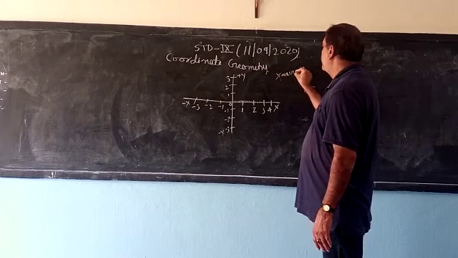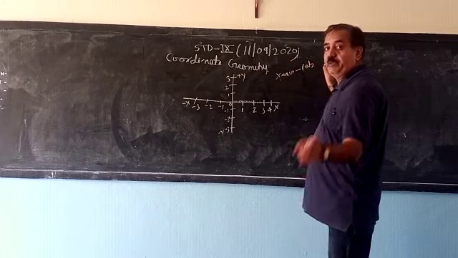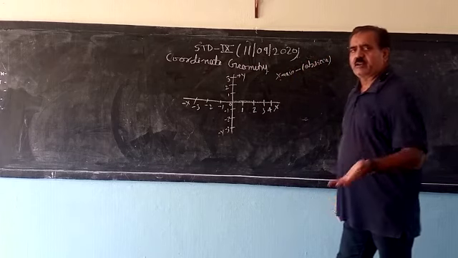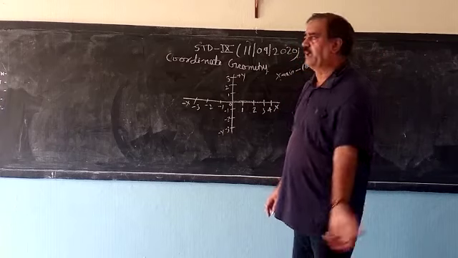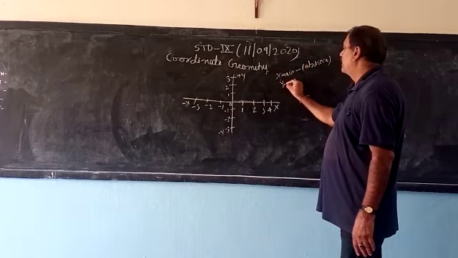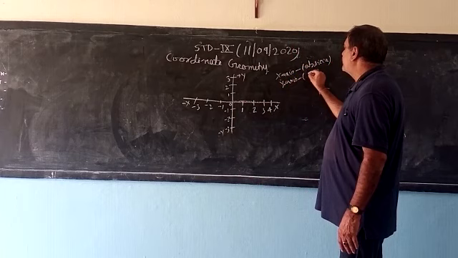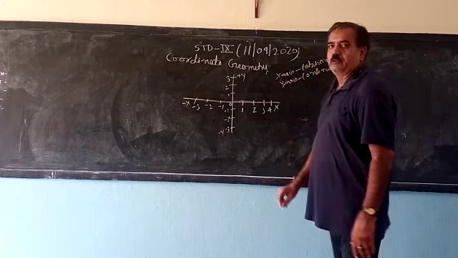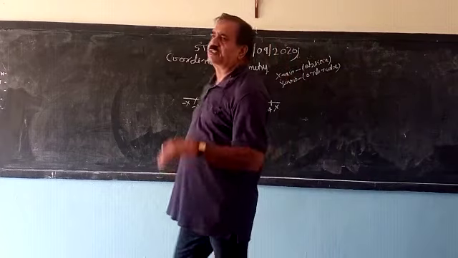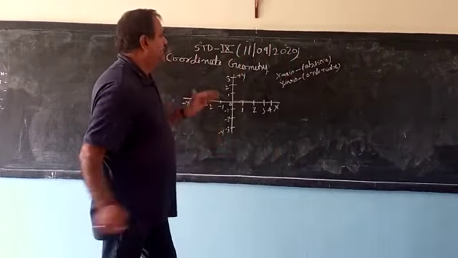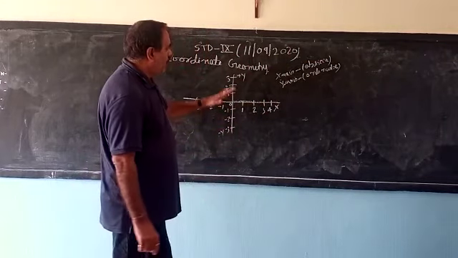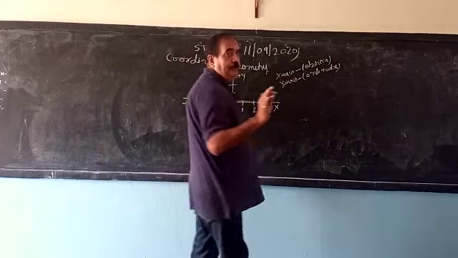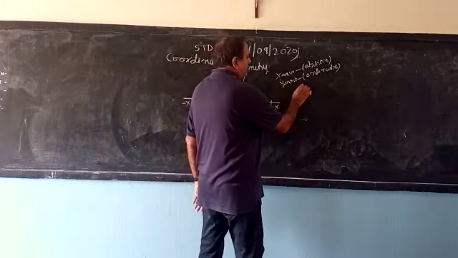The x-axis is also known as abscissa. So in a question, either abscissa or x-axis will be written. The y-axis is also known as ordinate, O-R-D-I-N-A-T-E. So either abscissa or ordinate will be mentioned in the question.